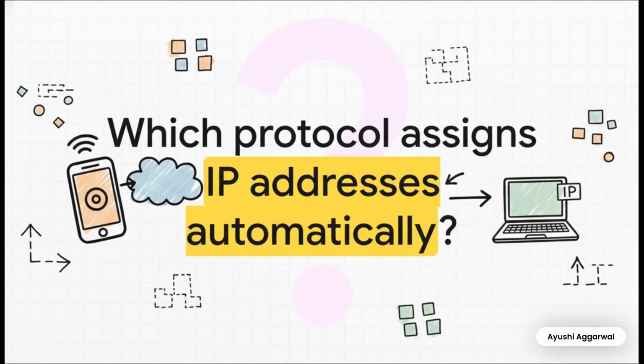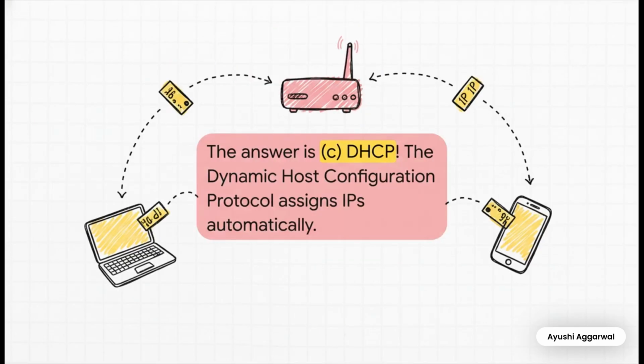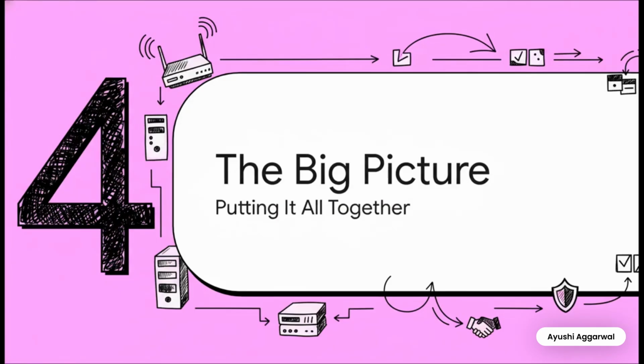Think about it. Whenever you connect to a new Wi-Fi network, how does your phone or laptop get a new IP address? The correct answer is DHCP. That's Dynamic Host Configuration Protocol. Imagine if you had to manually set up an IP address every time you went to a new coffee shop. DHCP does that work automatically and makes our lives a lot easier. Great job on the quiz.